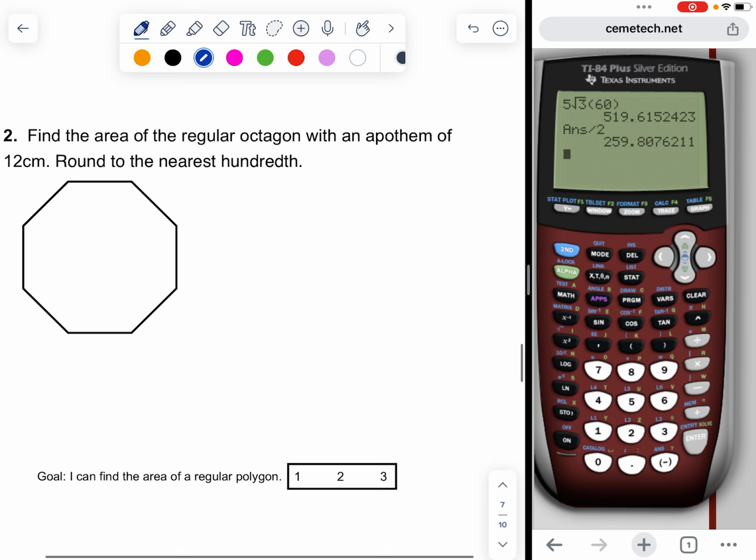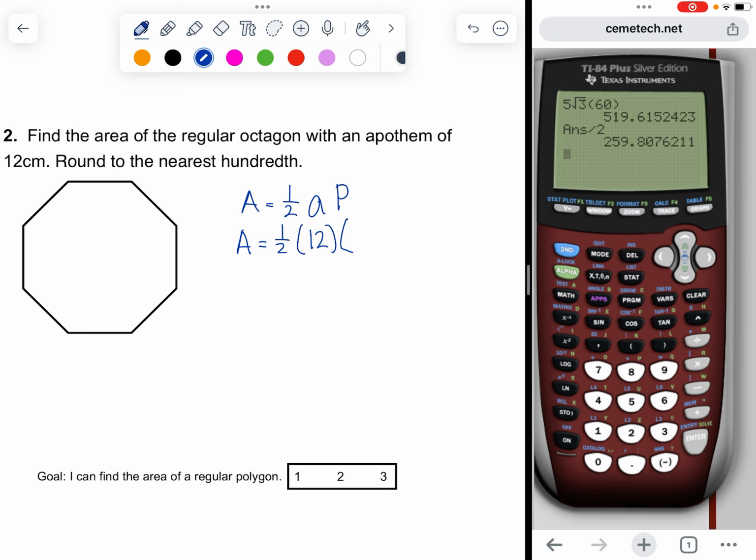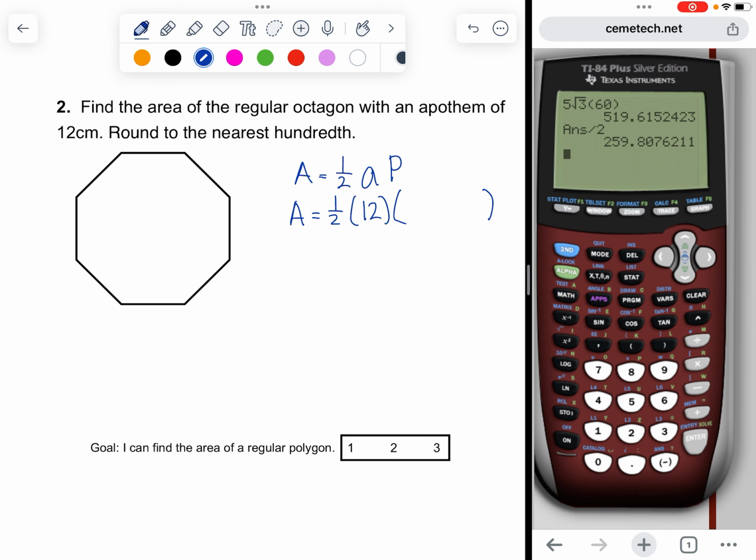Yeah, it did. All right, area equals 1/2 apothem times perimeter, right? So I'm going to do area equals 1/2. I have the apothem, which is 12, but I don't have the perimeter. So I'm going to leave a space for it. All right, so I need to find the perimeter.